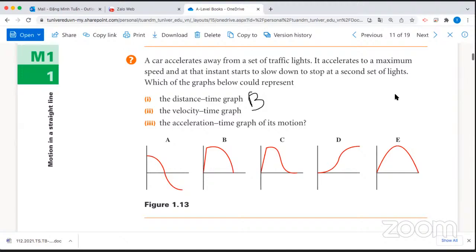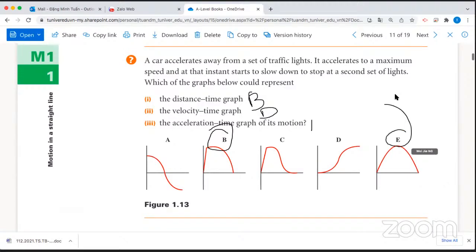Velocity time graph maybe. It doesn't go back though. So D would suit it. Acceleration time. E kind of suits it because there's a quick acceleration and there's a slowdown. Maybe this, maybe B or E.